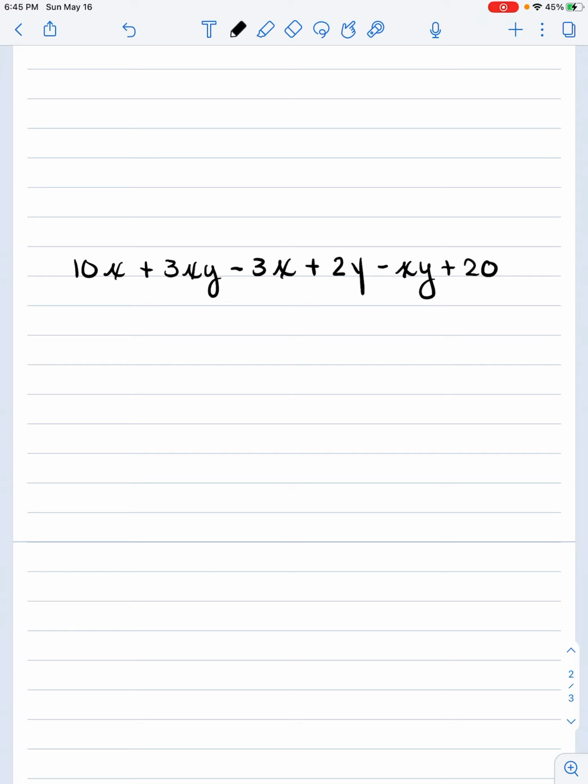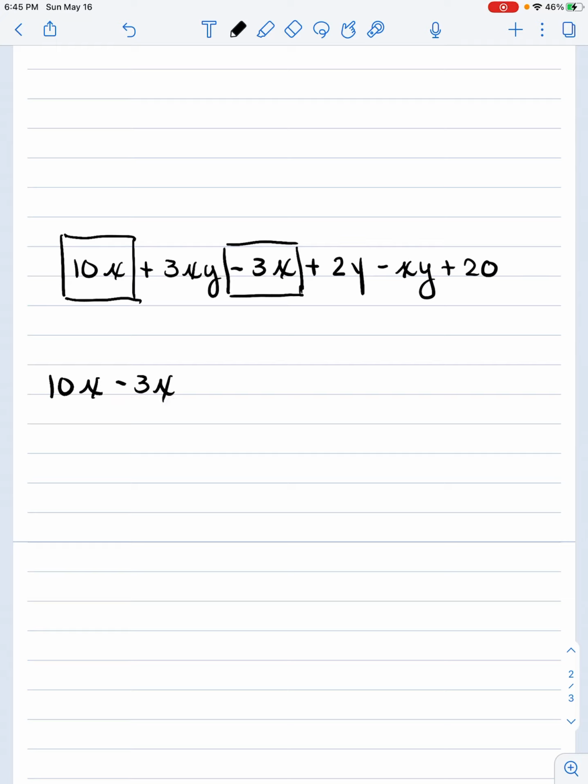Well, let's try shapes, okay? Oh, look, here's an X term. I'm going to put a box around an X term. We have XY, minus 3X. Remember to include the operation, or the negative sign. 2Y, XY, 20. Okay, done with the X terms. And again, I'm going to write them down here. 10x minus 3x.